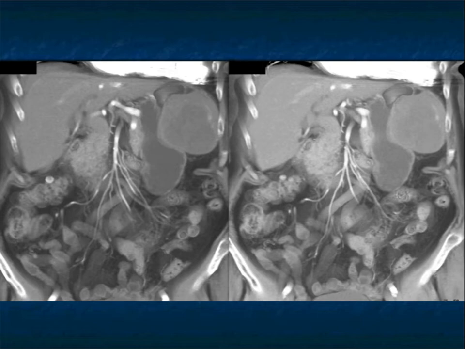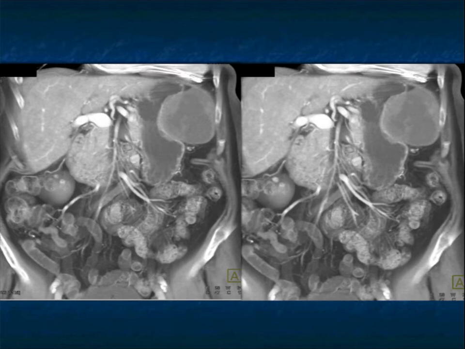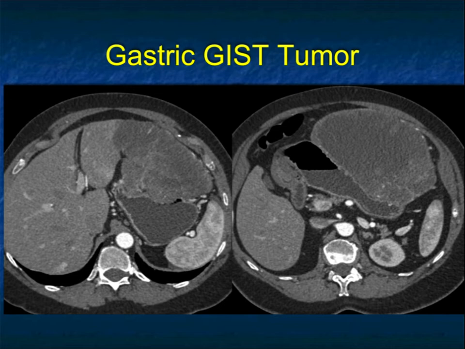Again, what else could you think about? I guess something invading the stomach directly would be a consideration, but this really looks like a gastric tumor, and this is classic for a GIST tumor. You can see it very nicely. As I change the window a little bit, you can see the necrosis present.